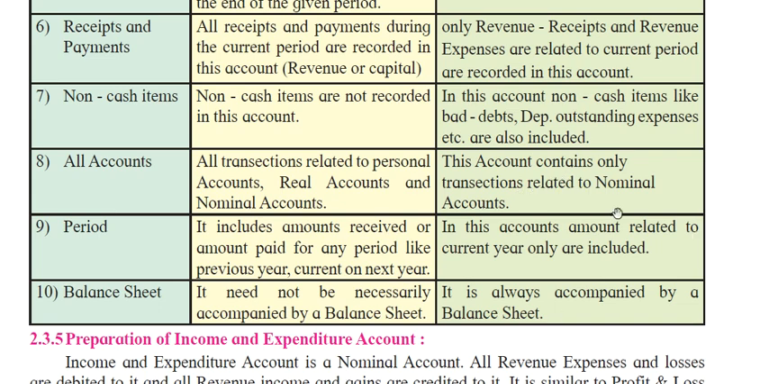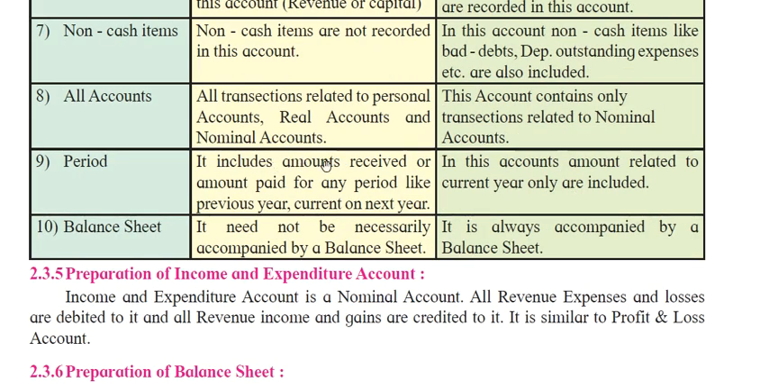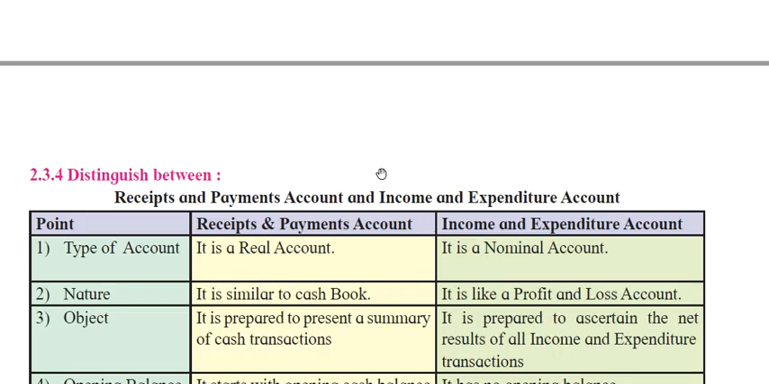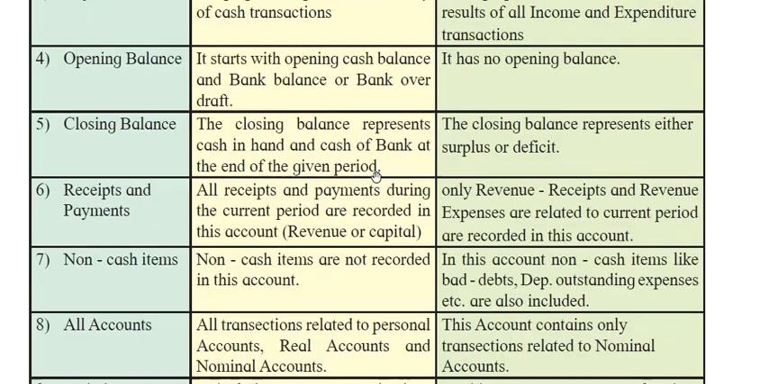This account contains only nominal accounts. And period, it includes the amount received or amount paid for any period like the previous year, current year and next year. But in the income and expenditure account, amounts related to the current year only are included. Only current year entries are taken in income and expenditure. In receipts and payments, we are considering last year, previous year, this year and the next year. And balance sheet, it is not necessarily accompanied by a balance sheet, whereas the income and expenditure account is always accompanied by a balance sheet. So this is the difference between the receipts and payments account and the income and expenditure account.